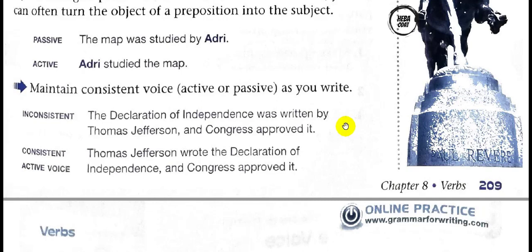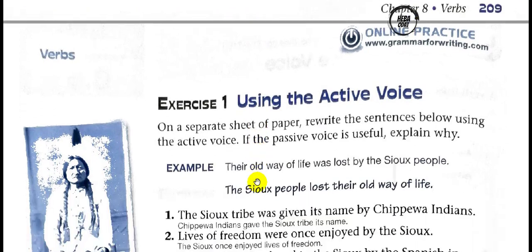The second point that you should know is that you have to maintain consistent voice, whether active or passive, when you write. For example, this is inconsistent. The Declaration of Independence was written by Thomas Jefferson and Congress approved it. The first part of the sentence is written in the passive voice. Was written by. The second part of the sentence is written in the active voice. Congress approved it. I should fix this problem by having consistency in voice. Both parts now are in the active voice. Thomas Jefferson wrote the Declaration of Independence and Congress approved it. Now let's move on to the exercise.